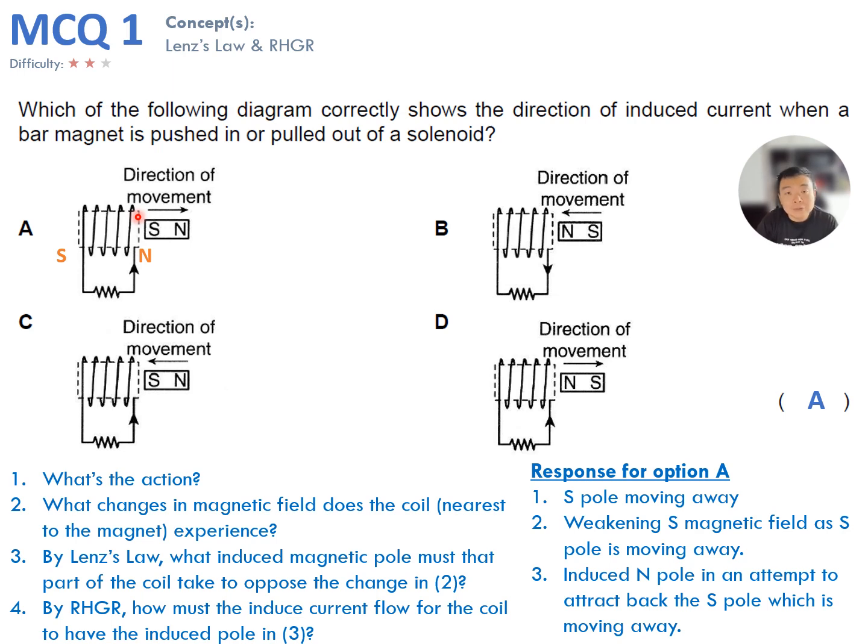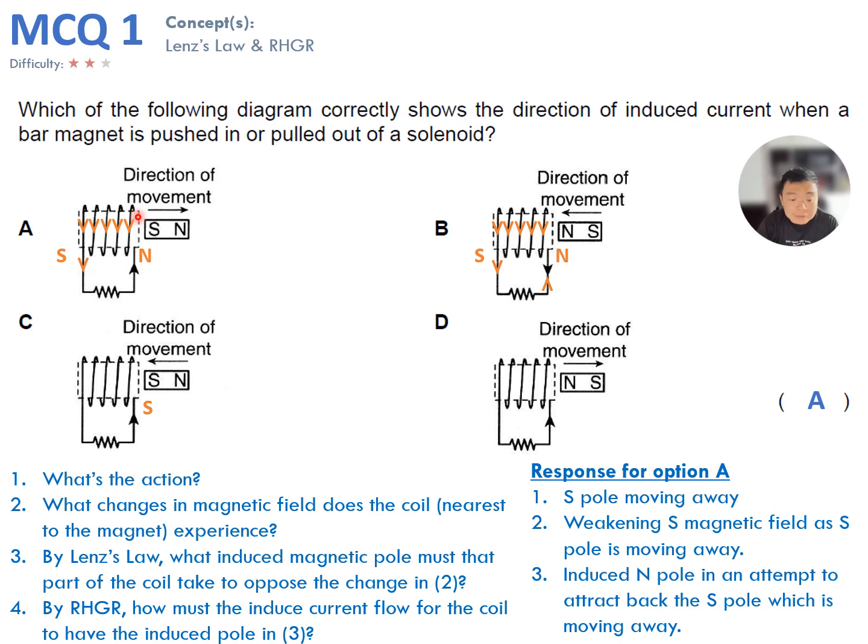And the last step is to use your right hand grip rule to figure out the direction of the induced current. And this is how we can get the answer of A. If you want to try out the other options, these are the induced magnetic poles and the induced current for option B. For C, the south pole is moving towards the magnet, so we don't want that to happen.